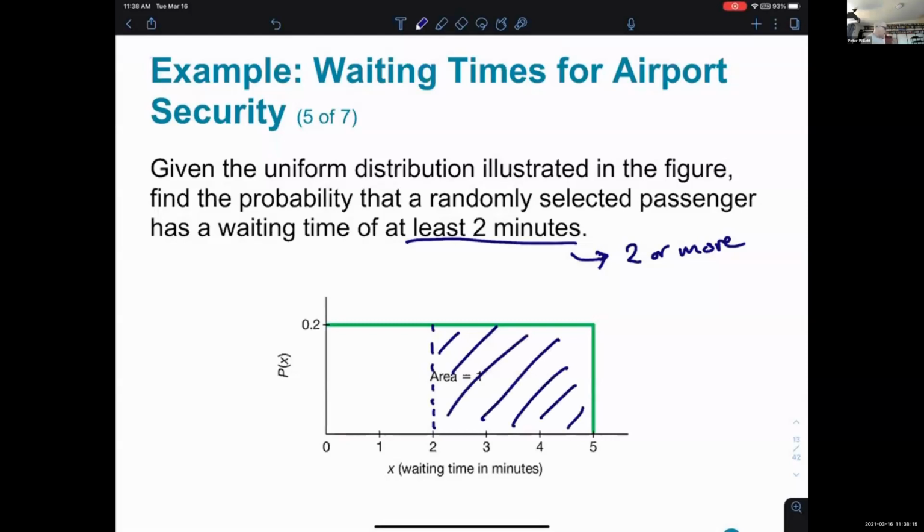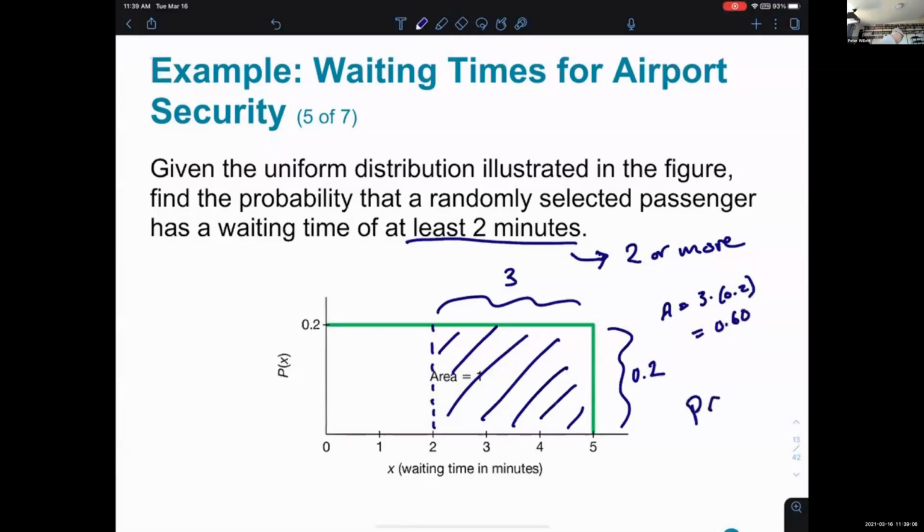So the area under the probability curve here would be how long this portion is times how tall this portion is, because it's a rectangle. So going from 2 to 5 has a width of 3. And the height for any chunk of this rectangle is still 0.2. And so the area under the density curve for the values that are at least 2 minutes, meaning 2 or more minutes, would be 3 times 0.2, or 0.60. So the probability is equal to 0.60, or 60%.